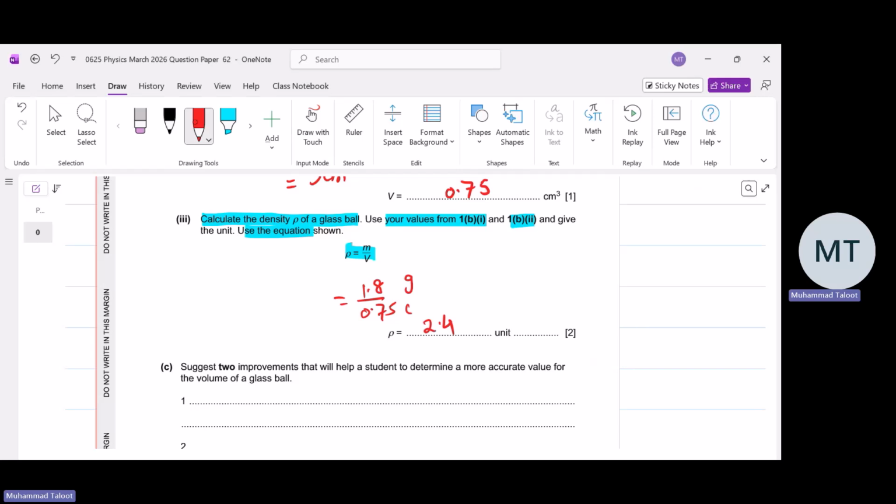This is in gram, this is in centimeter cube. Units are important, so be careful here. So it will be gram per centimeter cube. So we are done with this.